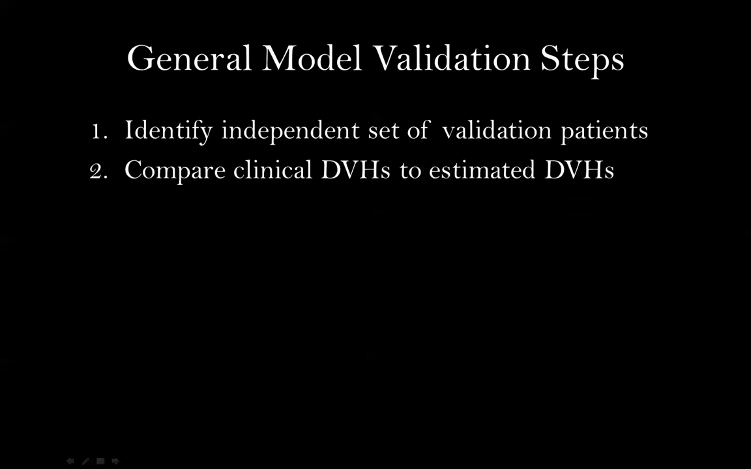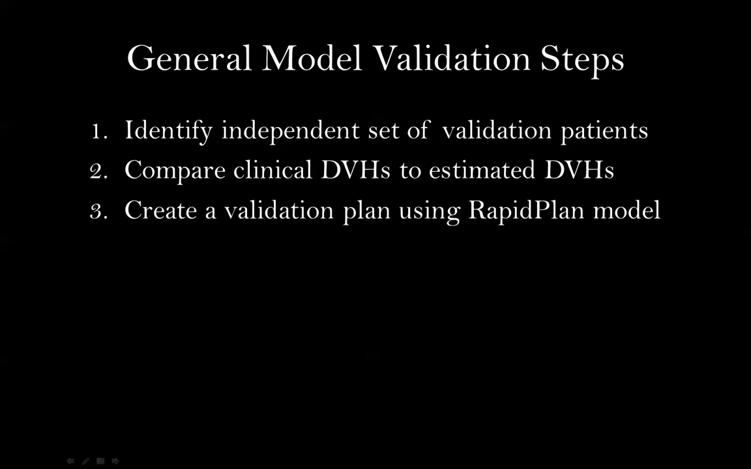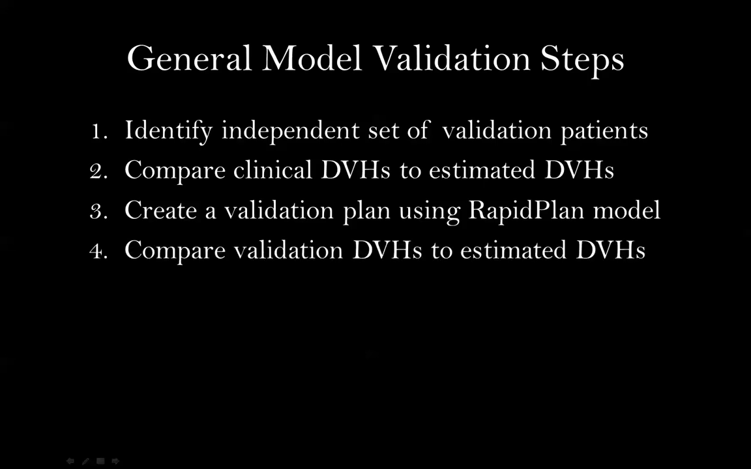1. Identify an independent set of validation patients. 2. Compare the clinical DVHs to the DVHs estimated by the rapid plan model. 3. Create a validation plan using the estimated DVHs and IMRT optimization objectives generated by the rapid plan model. 4. Compare the optimized validation DVHs to the DVHs estimated by the rapid plan model.